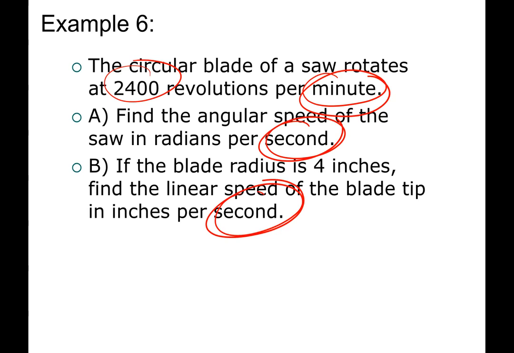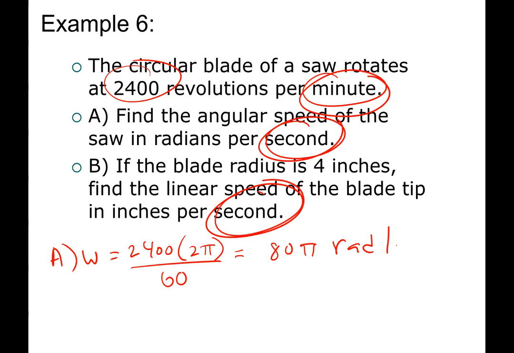means divide by 60. So starting with the angular speed, again, that's the fancy W. So the angular speed, you're going to go ahead and divide the angle by the time. So the angle, it goes 2,400 revolutions per minute. And then again, 1 revolution is 2 pi. Because you're changing from minutes to seconds, that's why you're going to go ahead and divide by 60. 60 goes into 2,400 40 times, 2 pi is going to be 80 pi radians per second.